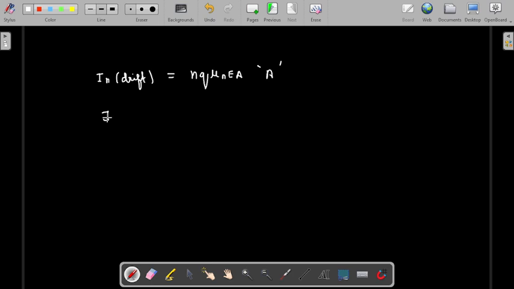If you take J_n drift, we know it is the current divided by area, so J is I_n divided by A. We can remove this A from here, so the formula will be n q mu_n E. That's it. The unit is A per centimeter square, because it's an area. The reason for taking centimeter is that in semiconductors we do not consider meters, just as we consider eV instead of joule. Similarly, we consider centimeter as the unit. This is what is called the electron drift current.